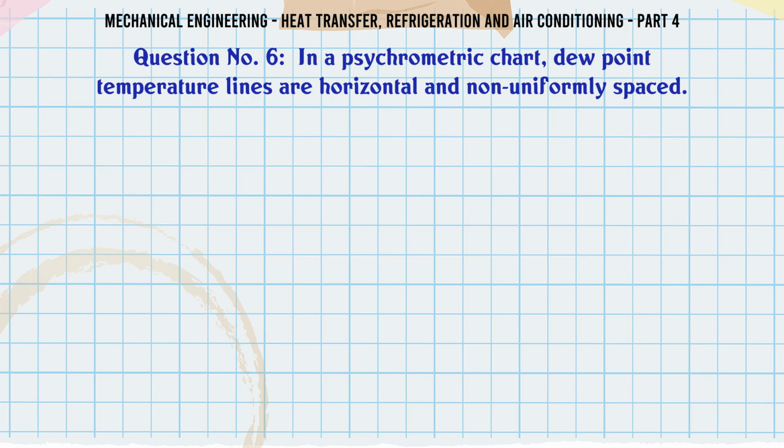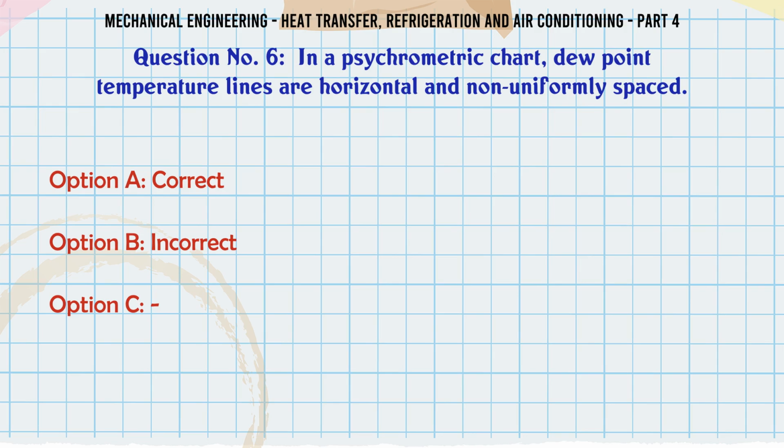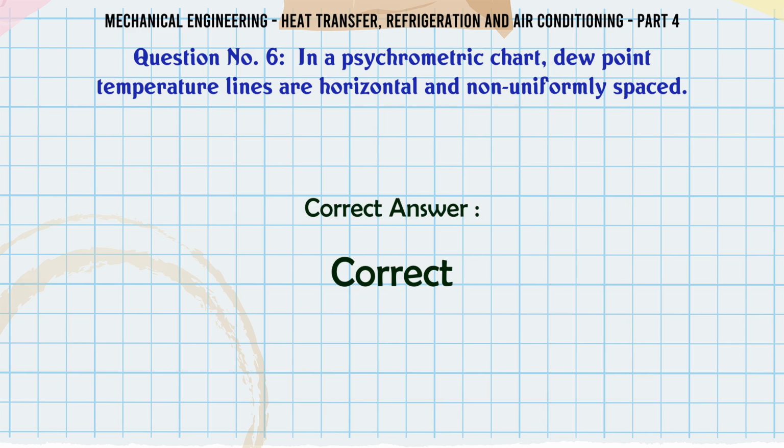In a psychrometric chart, dew point temperature lines are horizontal and non-uniformly spaced. A. Correct. B. Incorrect. The correct answer is correct.